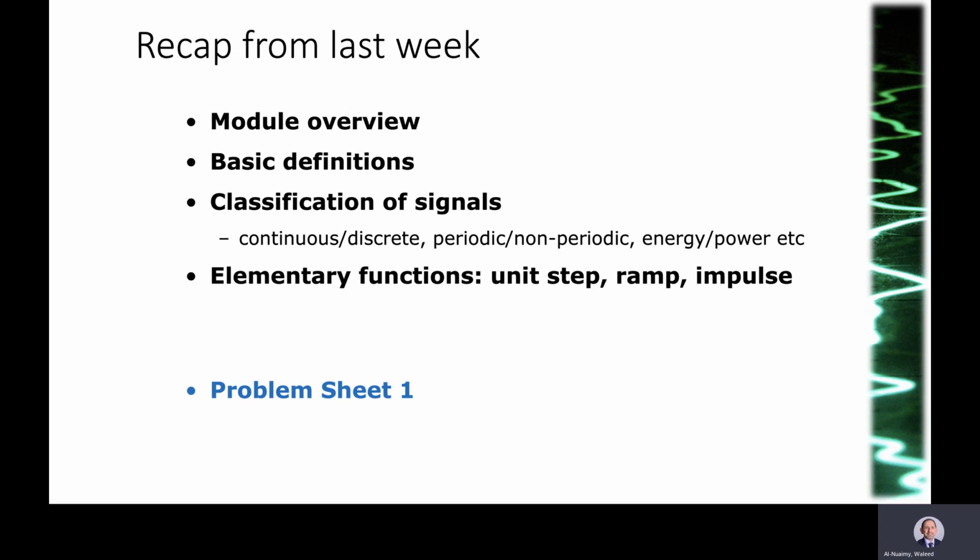We went through some basic definitions. What is a signal? What is a system? We spoke about classifications of signals: continuous versus discrete, analog versus digital, periodic versus non-periodic, energy signal versus power signal. We went through all of that. Then we introduced these elementary functions: the unit step, the unit ramp, and the unit impulse. We solved some problems in problem sheet one, and there was a test on Monday.